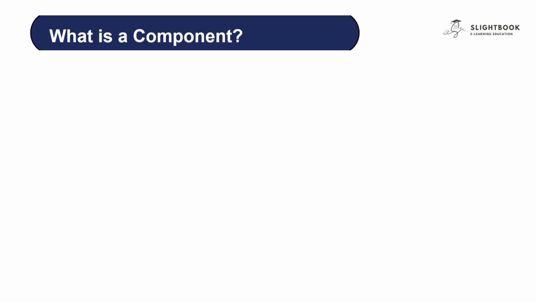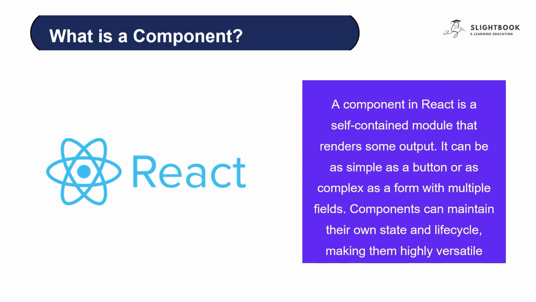Now, what is a component? A component in React is a self-contained module that renders some output. It can be as simple as a button or as complex as a form with multiple fields. Components can maintain their own state and lifecycle, making them highly versatile and reusable.